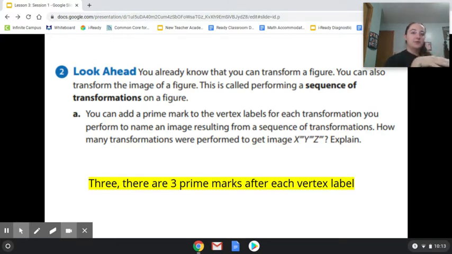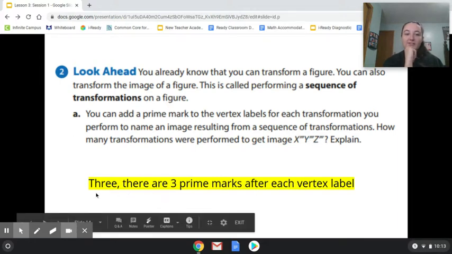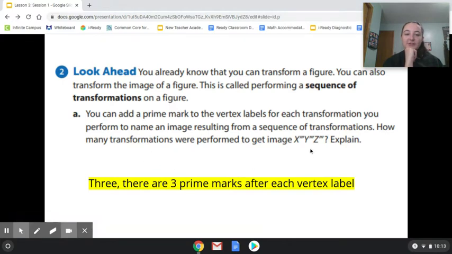So after you do one type of transformation, then you do another type of transformation on that new one. And so you add a prime mark every single time you do a different transformation. So if we have this x that has 3 prime marks, y has 3 prime marks, z has 3 prime marks, that means that there are 3 different transformations that took place. And we know this because of the 3 prime marks after each vertex label. So there were 3 different transformations because we have 3 prime marks per letter or per vertex.